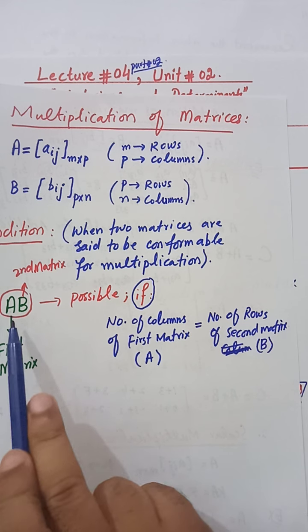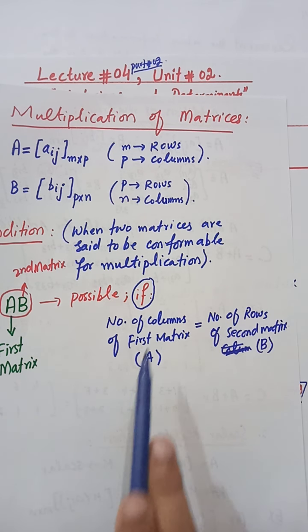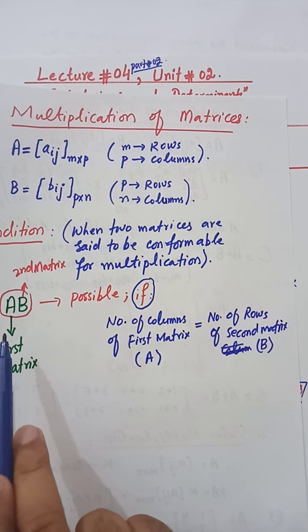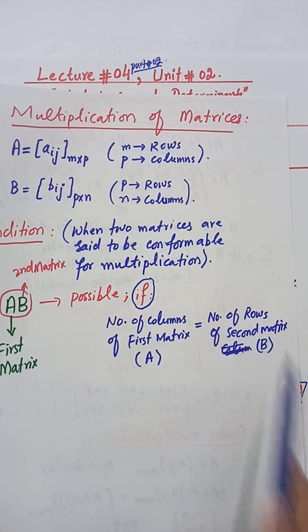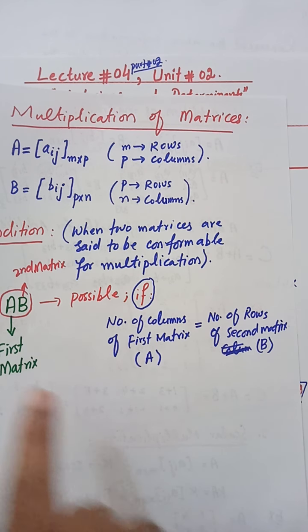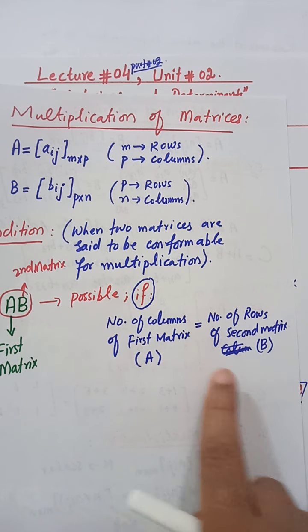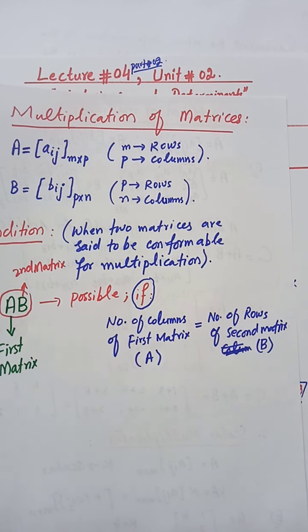Two matrices are said to be conformable for multiplication if the number of columns in the first matrix is equal to the number of rows of the second matrix. So in this product you see that A is the first matrix, so that's why I say that the number of columns in matrix A is equal to the number of rows in matrix B, then this product is possible. Then you can find out the product.